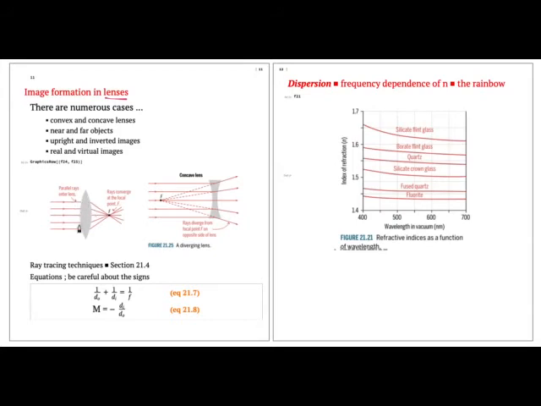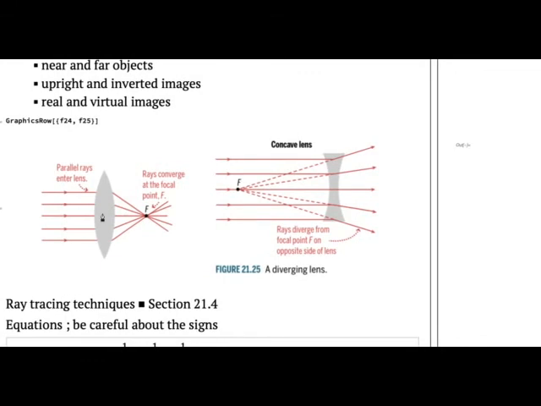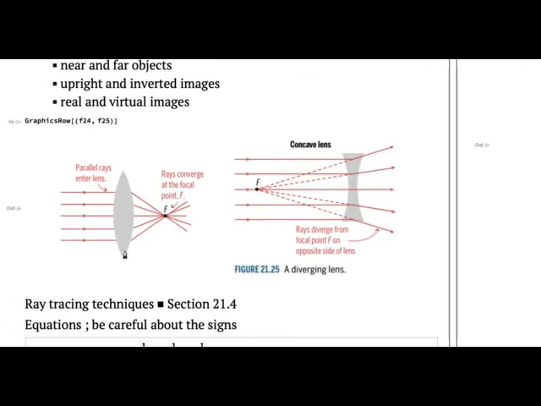So whenever light hits a surface between two different materials, there's refraction. And refraction is given by Snell's law, the direction of the rays. Now, there are many cases. You can have convex or concave lenses. So here's a picture. This is a convex lens.